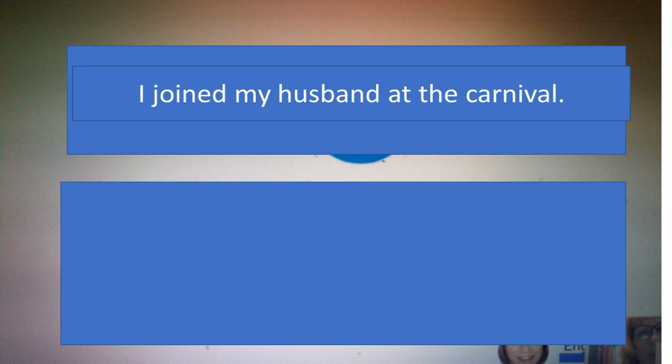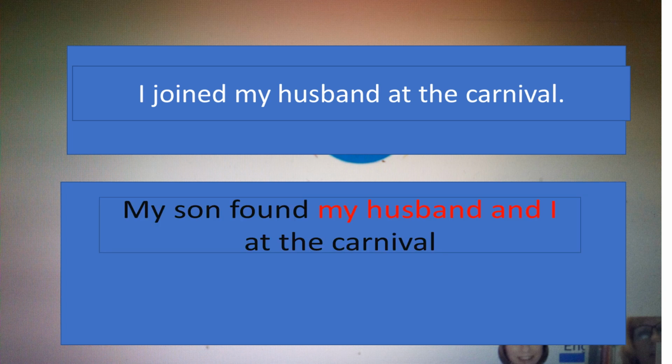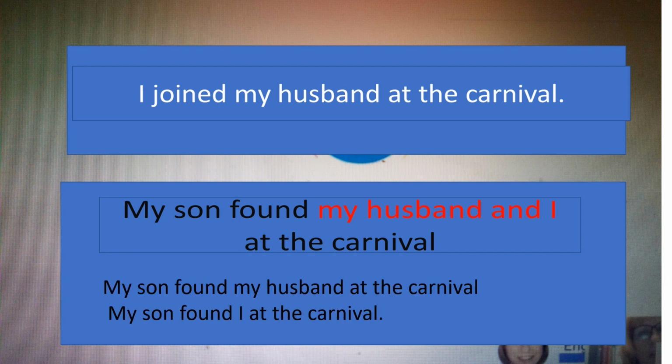I joined my husband at the carnival. This was in Spain a few years ago, and we had a really good time. And my son found my husband and I at the carnival. But that's not the correct way to say it, is it? My son found my husband at the carnival and my son found I at the carnival would be the two sentences that you can get from that compound sentence there.